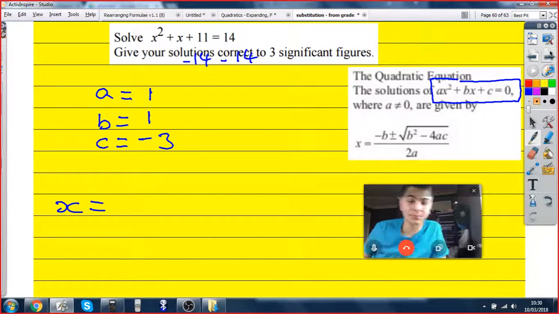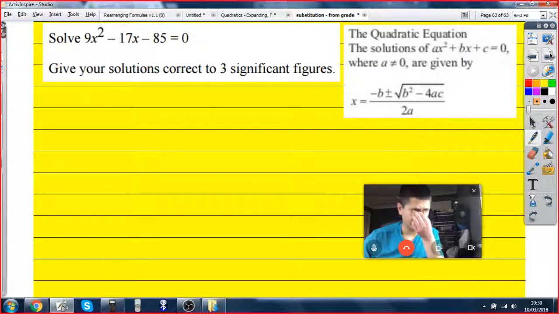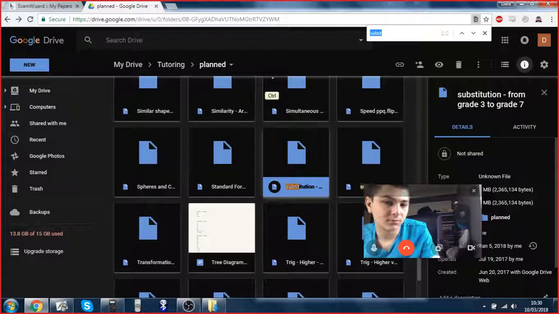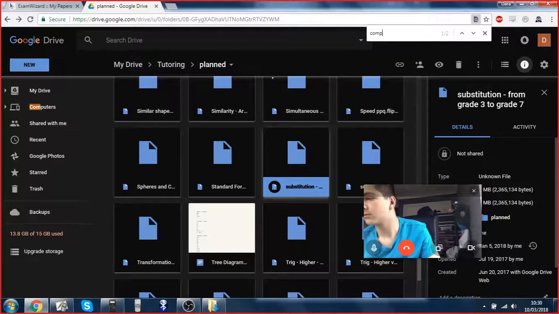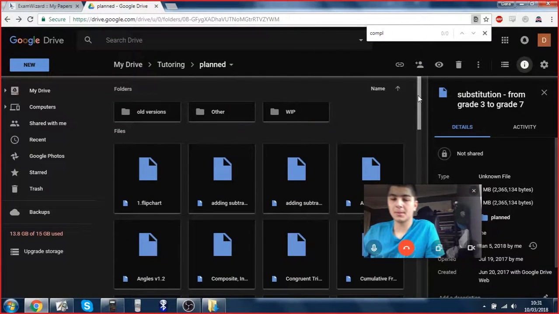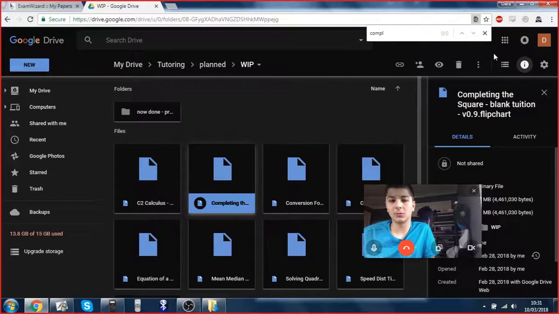Okay, any questions with that one? No. Okay, I think you're fine for those. And I was going to do one completing the square. Have you done that yet? I don't know. Okay, we'll do this completing the square.